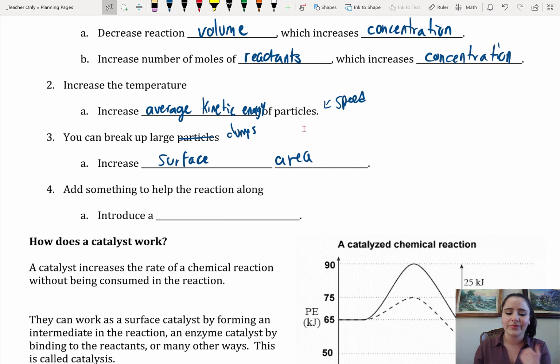There is one other one though. We could add something to help a reaction along, and that is called a catalyst.